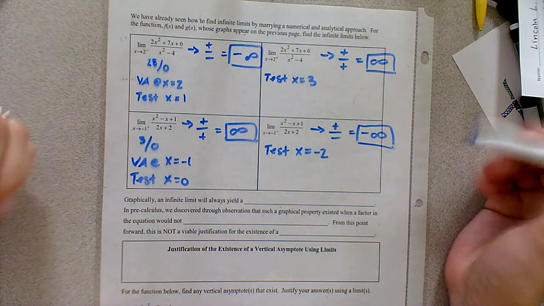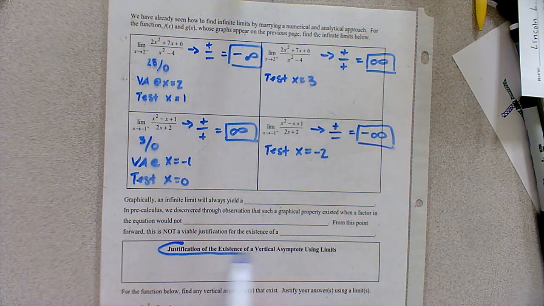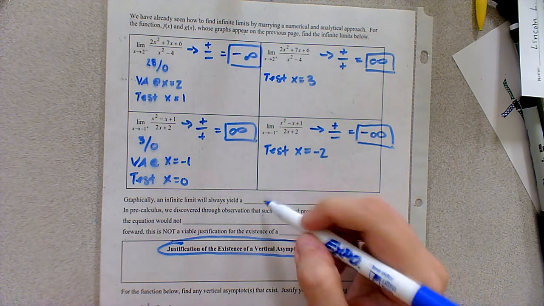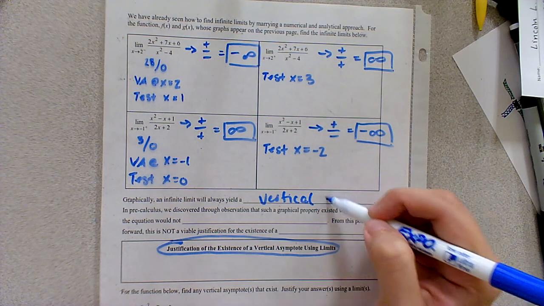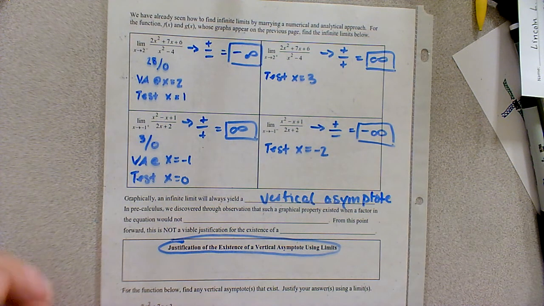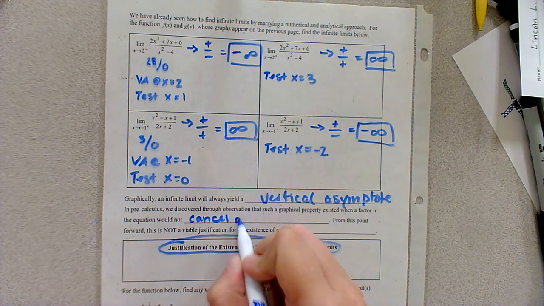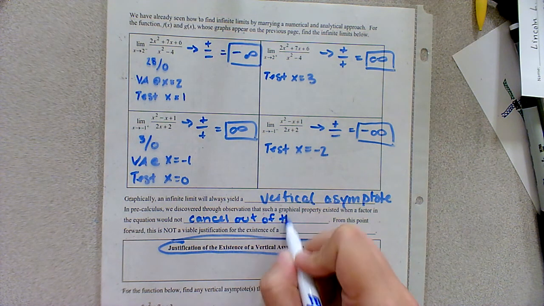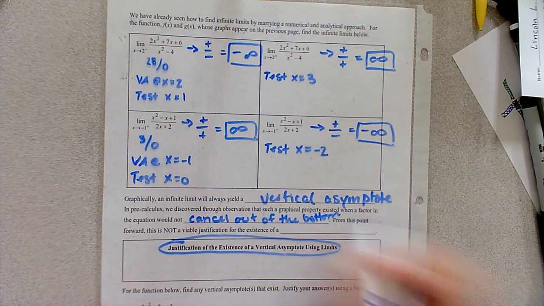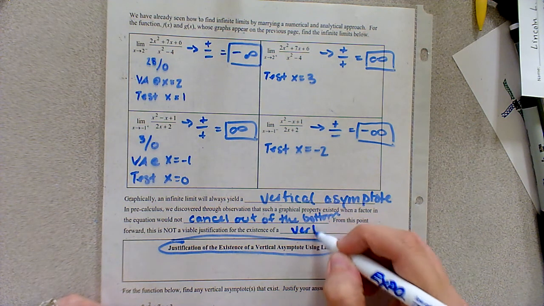So this is nothing new. We've done this before, but again, it's just good practice. What we have to be familiar with, though, is getting used to justifying whether an asymptote exists or not. Graphically, we know a vertical asymptote exists where we cannot cancel out some factors, meaning if we were to factor the top and the bottom, a factor does not cancel out of the denominator. I know that's what we use as our justification in pre-calculus, but this cannot be our justification anymore for a vertical asymptote.